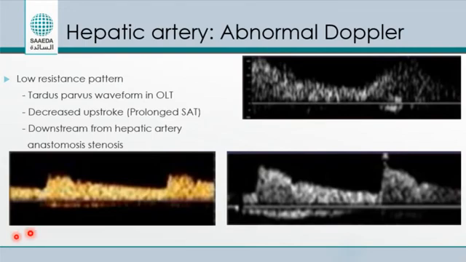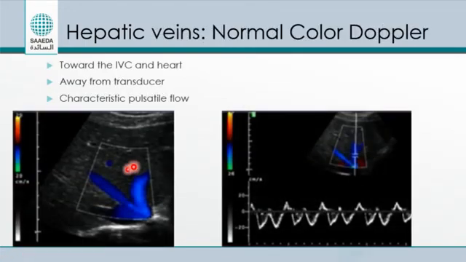Now, regarding the hepatic veins on normal color Doppler, they are flowing towards the IVC and the heart, and they are away from the transducer, and they have a characteristic pulsatile flow. You can see here they are blue, blue, blue because they are away from the probe. Our probe is here, and they are going toward the IVC and towards the liver, and they have a characteristic pattern of systolic, diastolic, atrial kick, systolic, diastolic, kick, systolic, diastolic, kick, and so on.